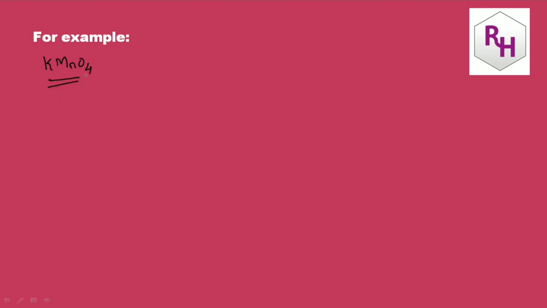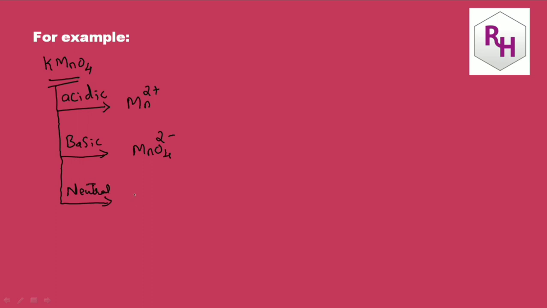We know that KMnO4, as an oxidizing agent, acts in three different ways: acidic medium, basic medium and neutral medium. First we will consider the acidic medium. In acidic medium, KMnO4 changes to Mn2+. If it is basic or alkaline medium, KMnO4 changes to MnO4 2-. In the neutral medium, it changes to MnO2. Calculate the oxidation states here.